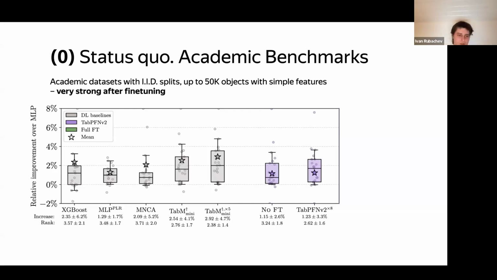We also can look at the average ranking, which takes into account the statistical significance in result differences. And for example, TabM is beating the XGBoost model, especially when ensembled, at around a 3% improvement, and clearly beating it in terms of rankings.